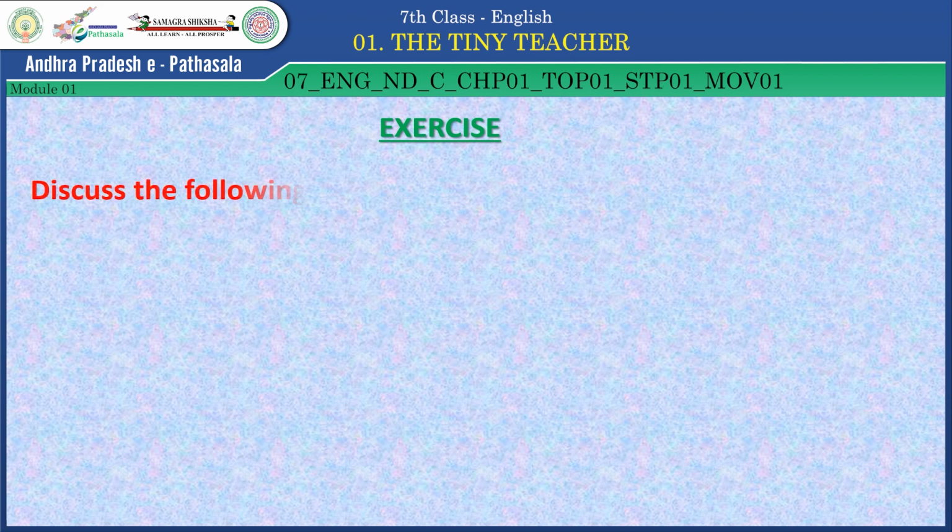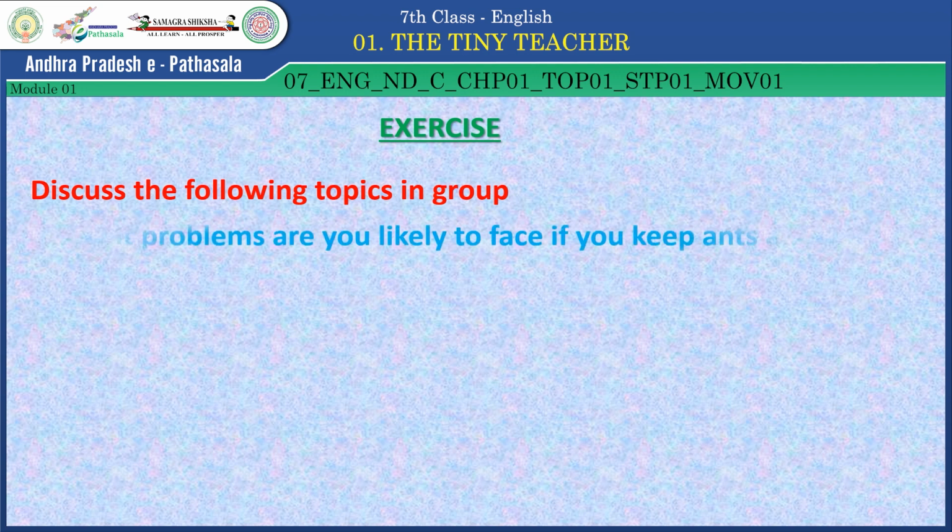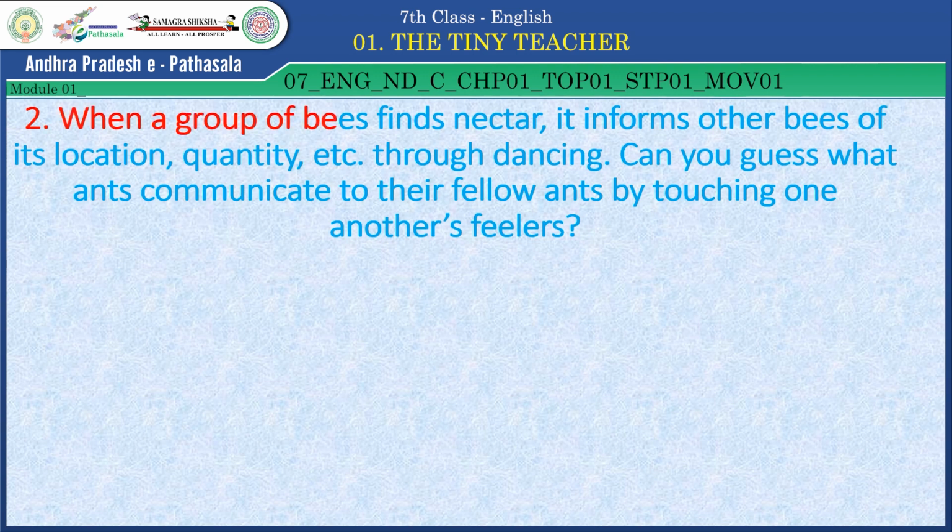Discuss the following topics in group. Number 1. What problems are you likely to face if you keep ants as pets? Number 2. When a group of bees find nectar, it informs other bees of its location, quantity, etc. through dancing. Can you guess what ants communicate to their fellow ants by touching one another's feelers?